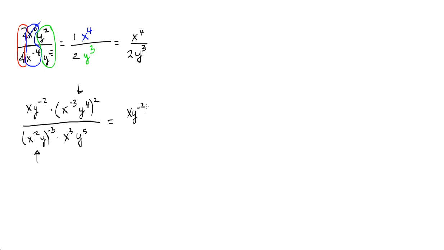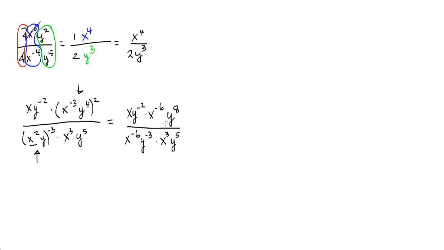xy to the negative 2, and the rule is that we multiply exponents, right? So x to the negative 3 squared is x to the negative 6. y to the 4th squared, 4 to the 2nd power, we multiply. 4 times 2 is 8. Okay? On the bottom, we have 2 times negative 3. That's x squared times the negative 3, x to the negative 6. y to the negative 3, that's 1 times negative 3, times x to the 3rd, y to the 5th.